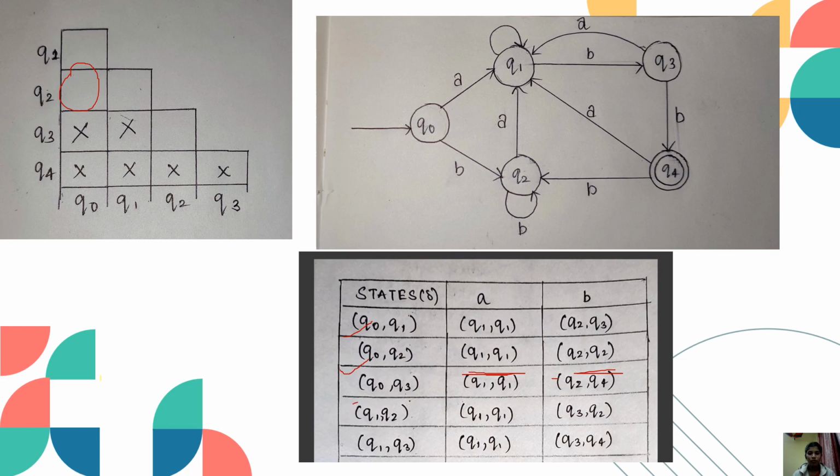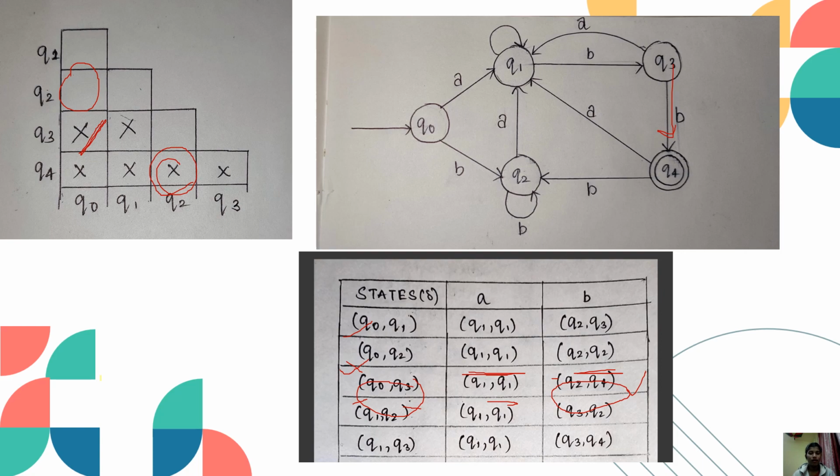Next we'll check for Q0 Q3. In Q0 Q3, A is Q1 Q1, like Q0 reaching A is Q1, Q3 reaching A is Q3. Similarly, Q0 reaching B is Q2, Q3 reaching B is Q4 here. So this combination, this state is marked. Here you can see Q4 and Q2 is already marked, as according to the rule any one of the states should be marked. So we have Q2 Q4 status marked, so we'll mark Q0 Q3. So we have marked here the Q0 Q3 state.